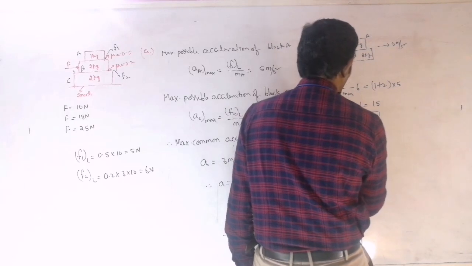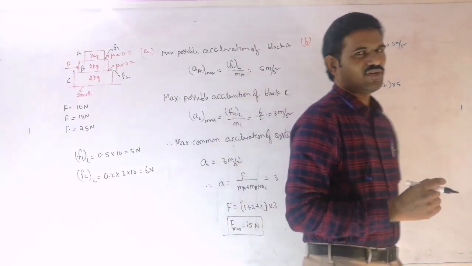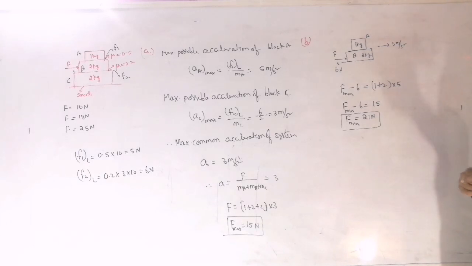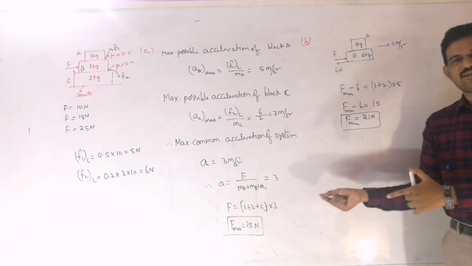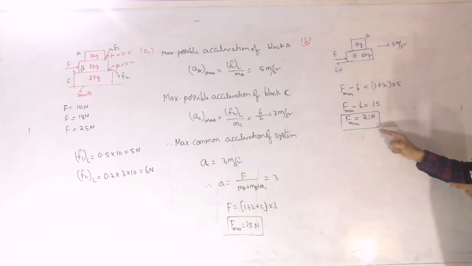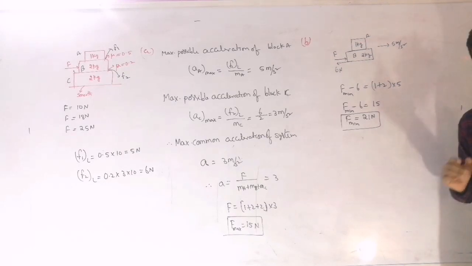Minimum force at which slipping will start between block B and block C, or block A and block B also. Is it clear? So between block B and block C, the slipping will start once the force is greater than or equal to 15 newtons here. But the slipping between A and B will take place when the force is 21 newtons.